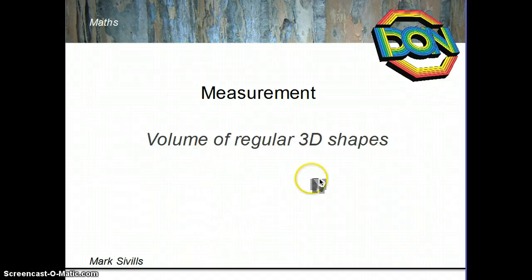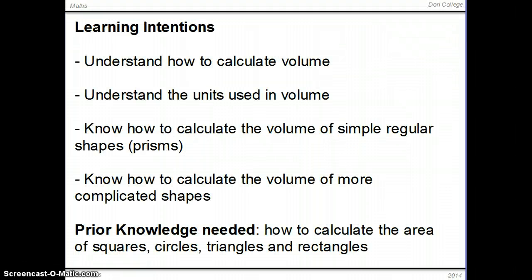Hi, this is a video on the volume of regular 3D shapes. Our learning intentions are that after you've watched this, you'll understand how to calculate volume, understand the units involved in volume, know how to calculate the volume of simple regular shapes, which are called prisms, and know how to calculate the volume of more complicated shapes, which we're going to be making by putting those prisms together. The prior knowledge needed is how to calculate the area of squares, circles, rectangles and triangles.